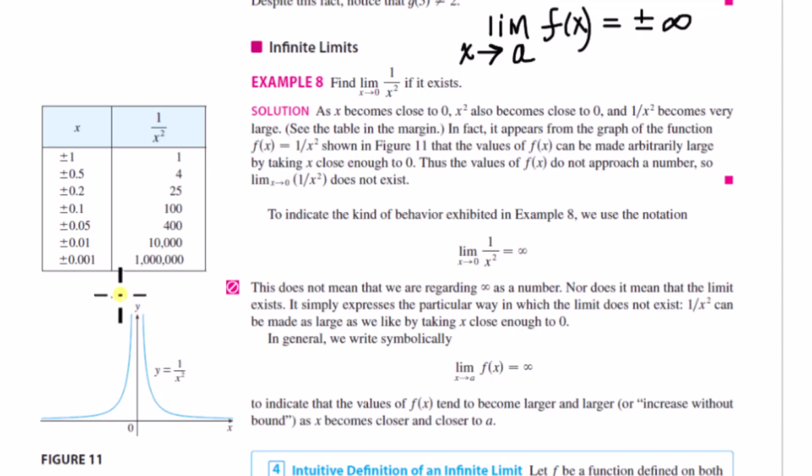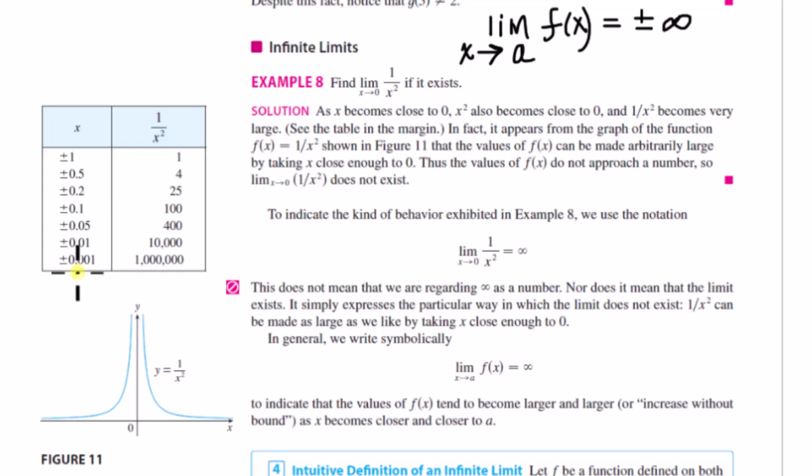Well, instead of seeing the outputs getting closer and closer to some single value, we would just see that the outputs are ballooning to larger and larger and infinitely larger numbers. So the values of f of the function can be made arbitrarily large by taking x close enough to 0. Right? We can keep getting closer and closer to 0 with some enormously powerful calculator.